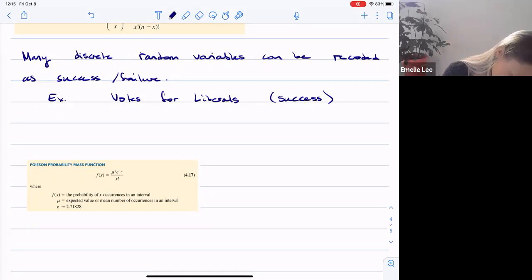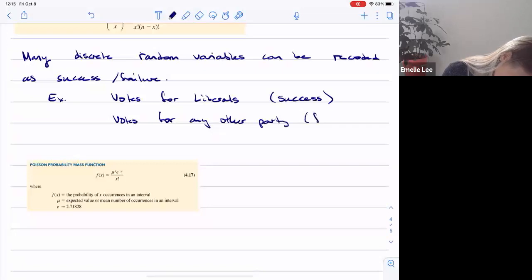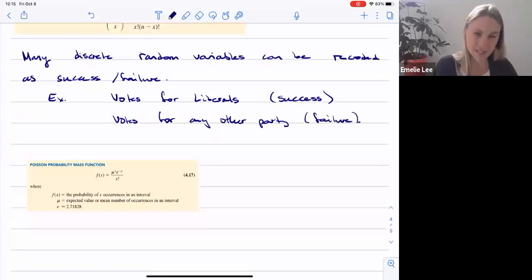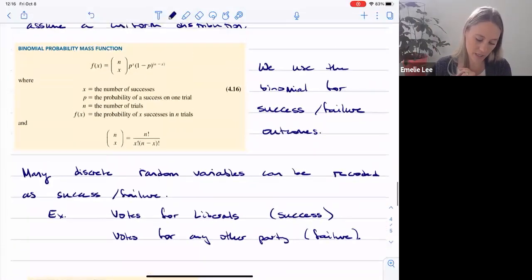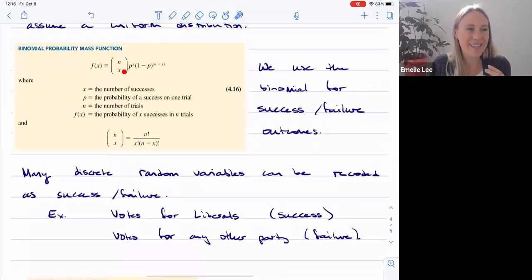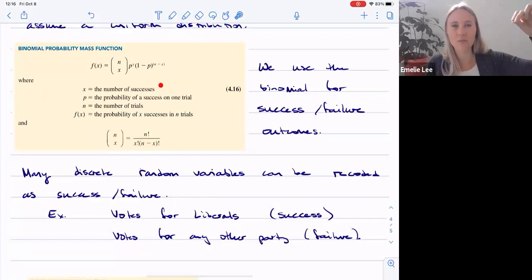So votes for any other party would be a failure. Despite there being other parties, we can reduce it to a success failure situation. One thing with the binomial you might remember is that it has a longer probability mass function, but this is the formula that you would use to find the probability of X successes in N trials. And so it's going to give you that table.